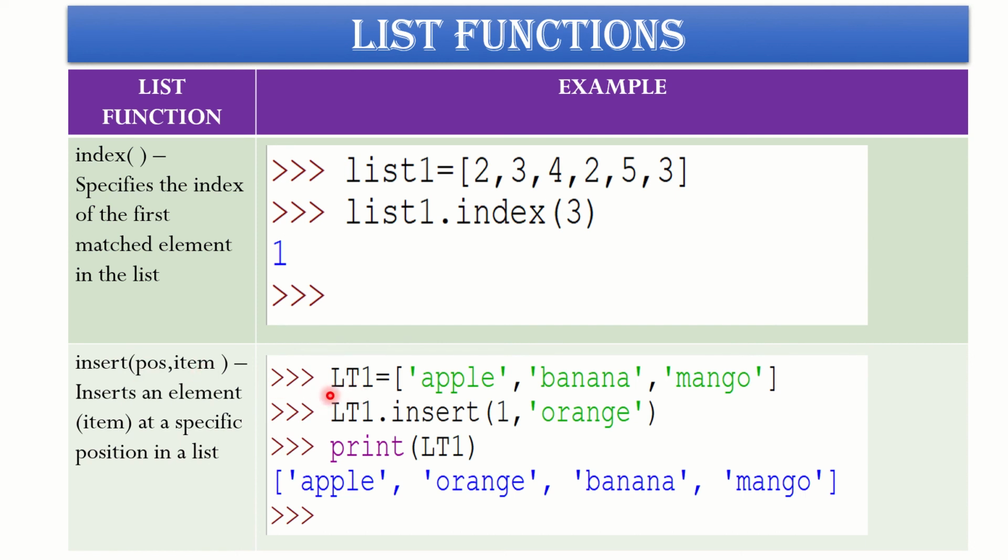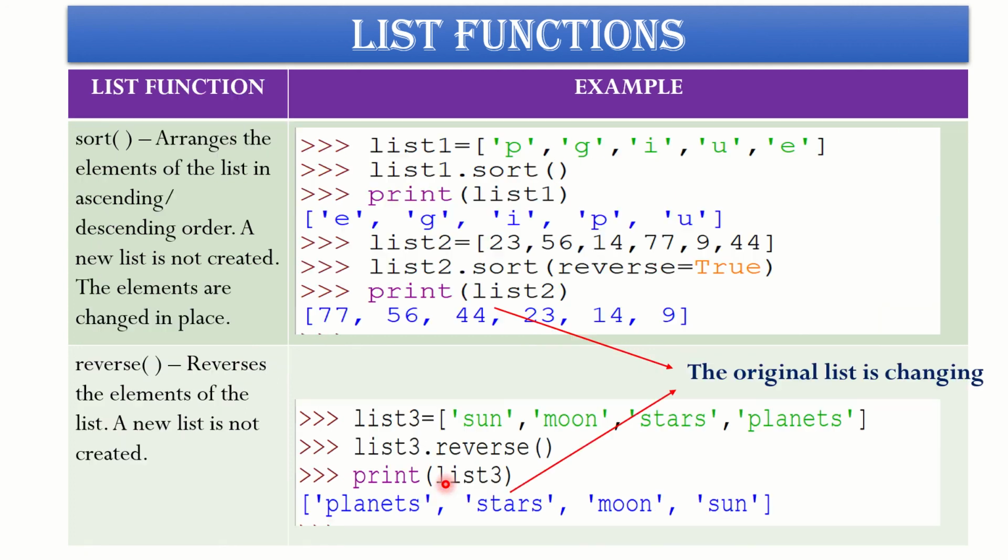So if I have a list here LT1 which contains three elements, apple, banana, mango, and at index position 1 I want to insert the element orange. So I will use the insert function for this, and now when I print my list, this will already have the element orange at index position 1. So it is very simple to add values to a list.